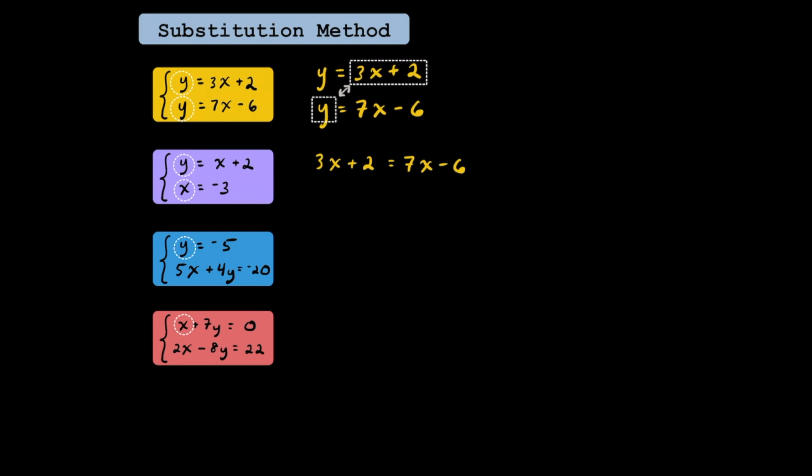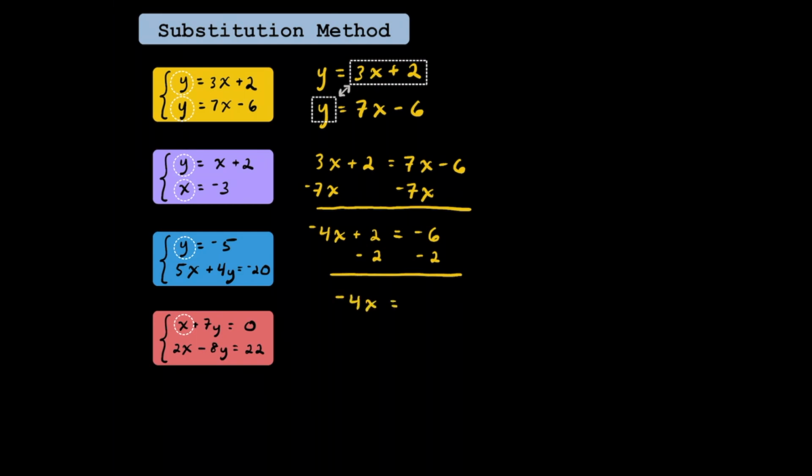Now our goal is to get all the x terms to one side and all the constant terms to the other. I'll start off by subtracting 7x from the right side and 7x from the left side. 3x minus 7x is going to be negative 4x, we still have a plus 2, 7x minus 7x is 0, and we have negative 6 on the right side. Next, I'm going to subtract 2 on the left side and subtract 2 on the right side, and I'll be left with negative 4x. The 2's cancel out, and we're left with negative 6 minus 2, which is negative 8.